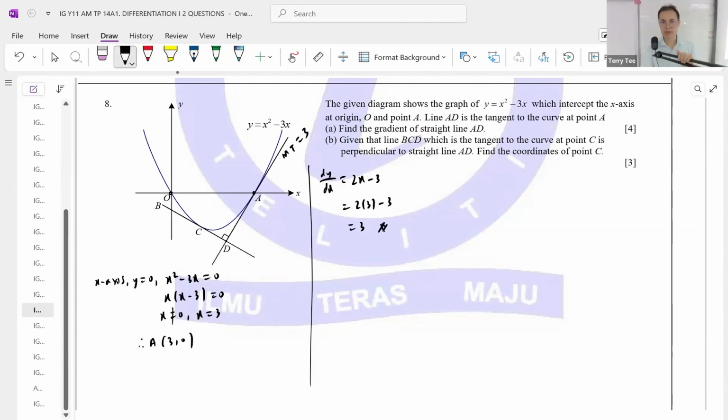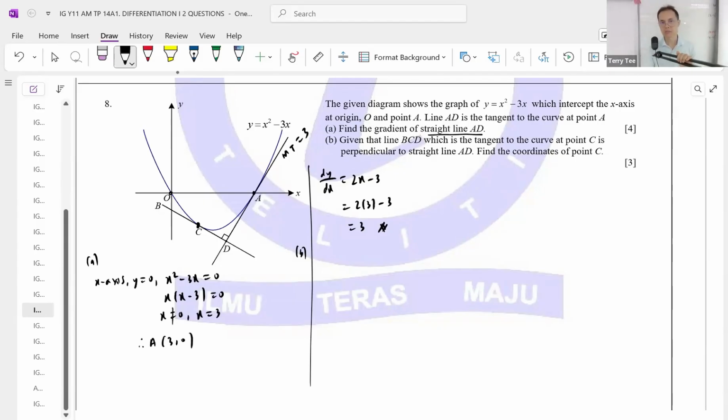We want to find the gradient of the tangent of straight line AD. So I'm done with part A. Part B: given that BCD is a tangent to the curve C and is perpendicular to straight line AD, find the coordinates of point C. Okay, BCD is perpendicular to AD, so we need to find the gradient of BCD now.